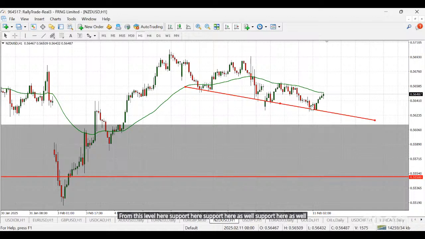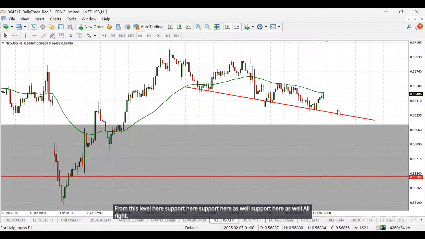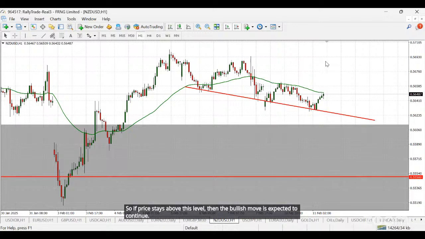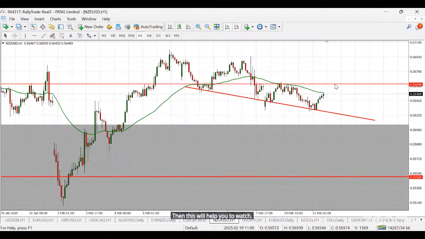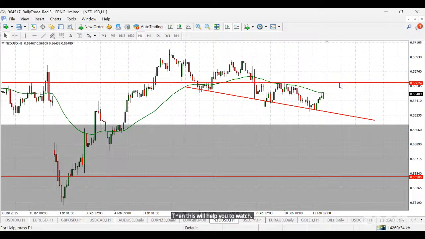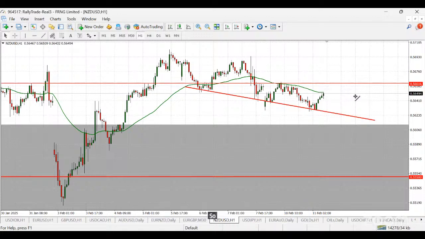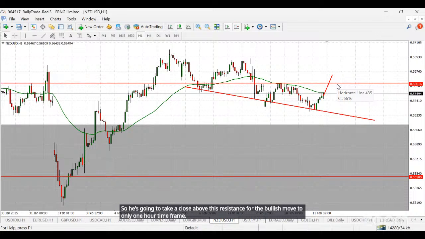So if price stays above this level, then the bullish move is expected to continue. Then this is the level to watch on the 1 hour time frame. So as it is right now, it's beginning to push towards that resistance. It's going to take a close above this resistance for the bullish move to continue. Hence the USD on the 1 hour time frame.